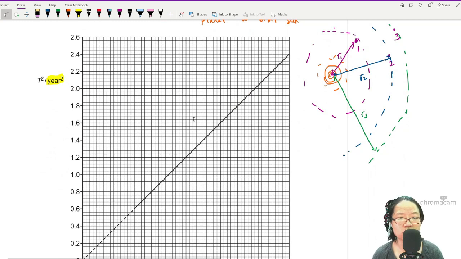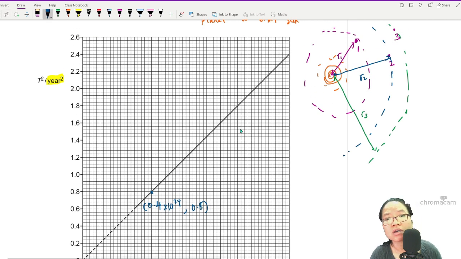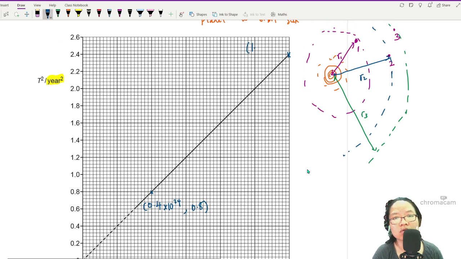So I'm going to draw a triangle. I will start with corner plots. I like this plot here. This plot looks like 0.4 times 10 to the power of 34, 0.8 year squared. Don't forget there's a prefix here. Okay, noted. I can take this point, I guess. This point is good enough. So this would be 1.2 times 10 to the power 34, 2.4 year squared.